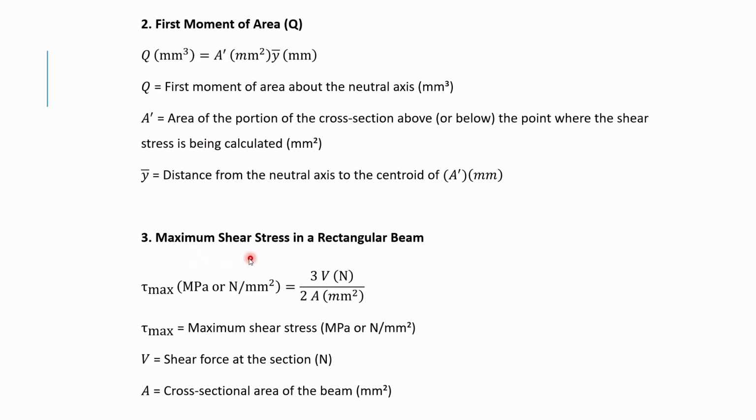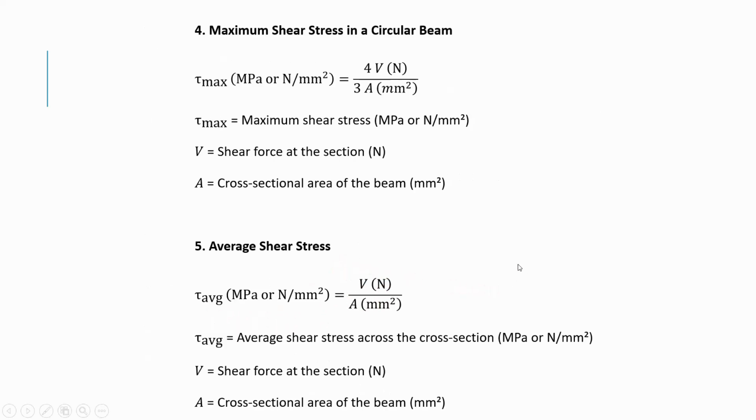Maximum shear stress is given by 3 multiplied by shear force divided by 2A. Shear force is in Newton and area is in mm square. So again it is Newton per mm square. That is the formula for maximum shear stress in case of the rectangular beam.